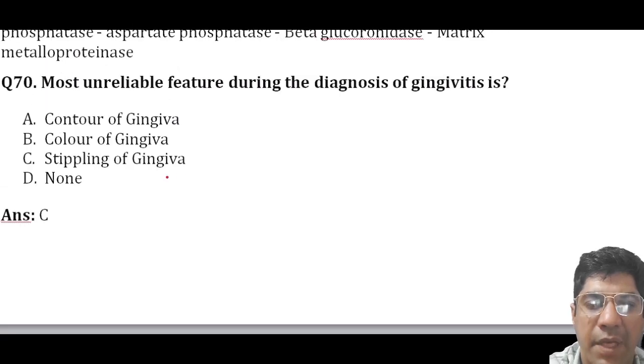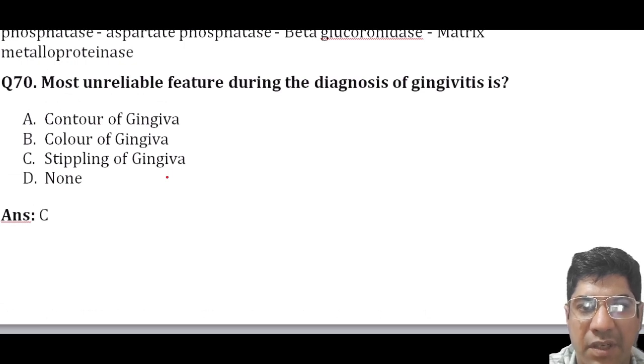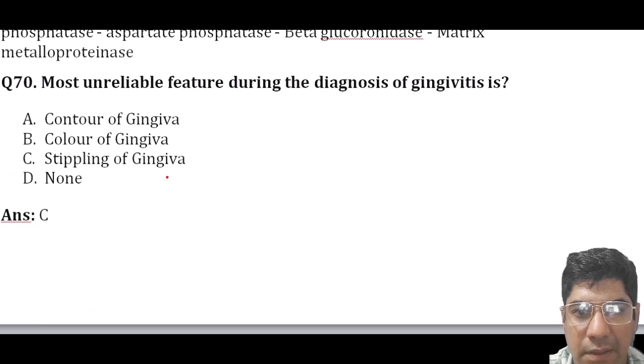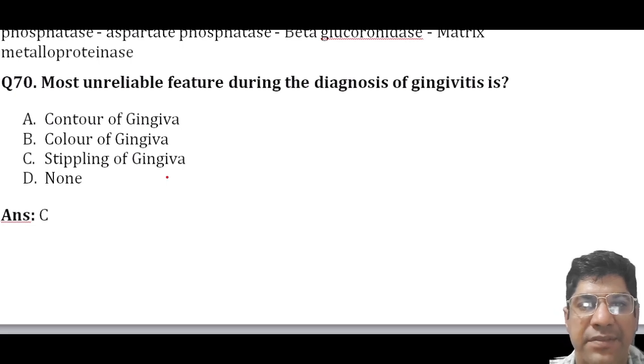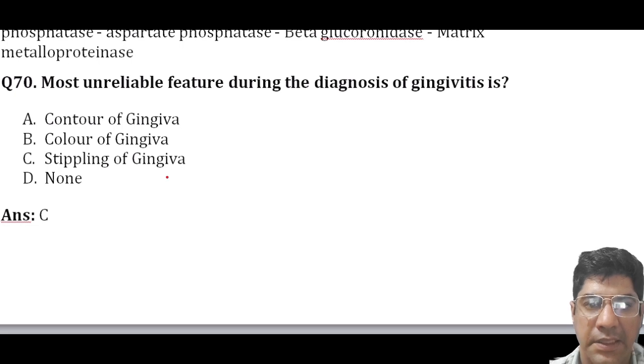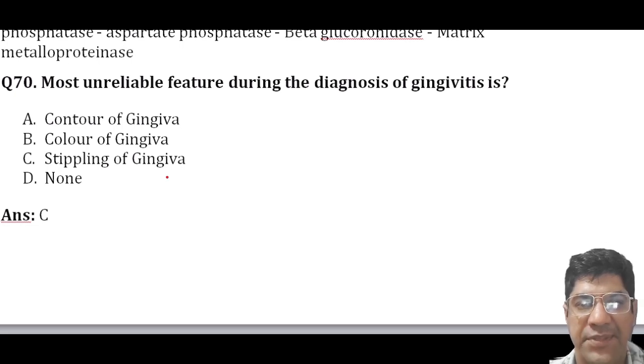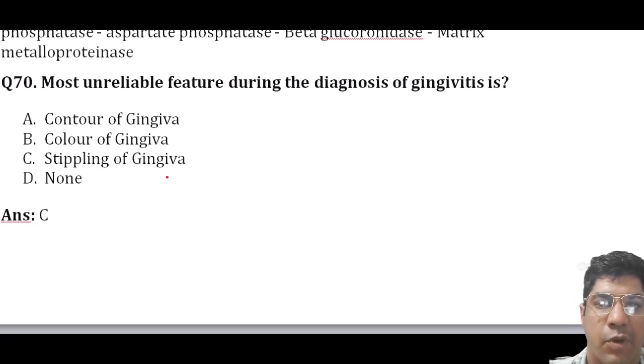The most unreliable feature during the diagnosis of gingivitis is the stippling. Stippling is a pebbly or orange peel-like appearance of gingival tissue and it is primarily observed in the attached gingiva. So the absence or presence of stippling alone may not be a definitive indicator of gingival inflammation. A more reliable diagnostic sign of inflammation in gingivitis is the presence of bleeding on probing.